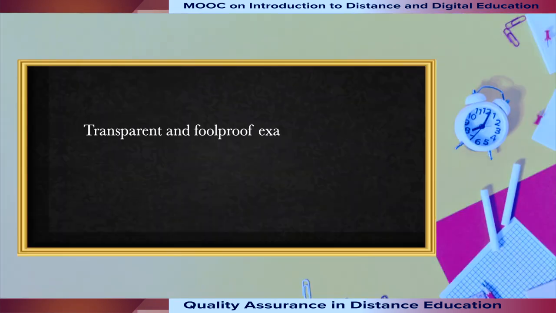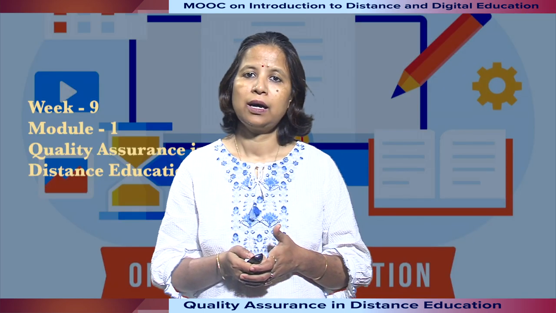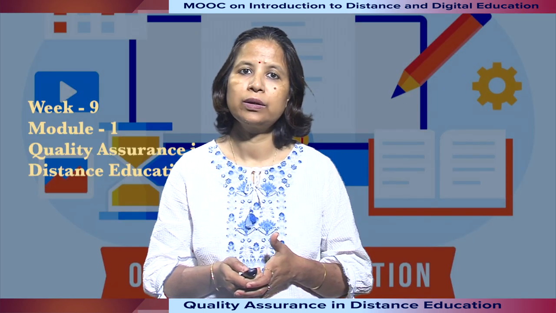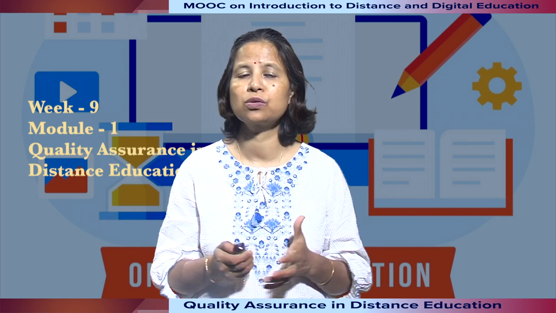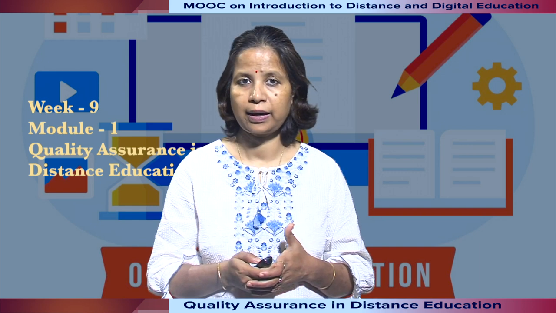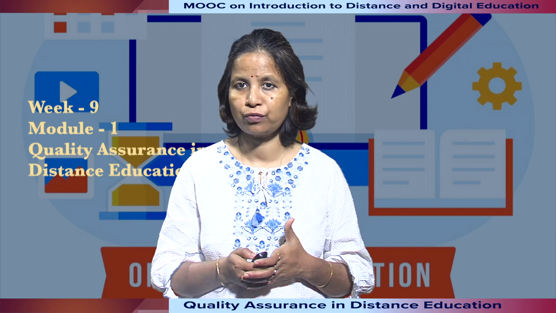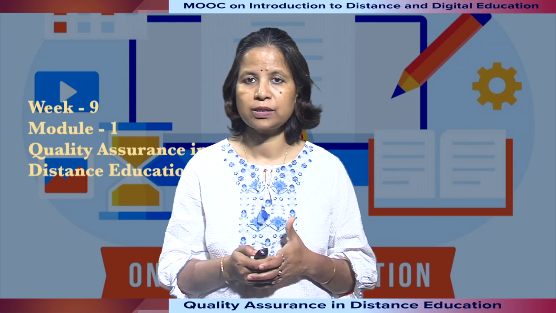Transparency and a foolproof examination system is another very important ingredient for credibility and quality of the ODL system. Examination reforms need to be carried out in the ODL system so that the examination system is transparent and there is no scope for malpractices. There are some provisions that can be adopted and followed for certain examination reforms to minimize the incidence of malpractices and errors in assessment.